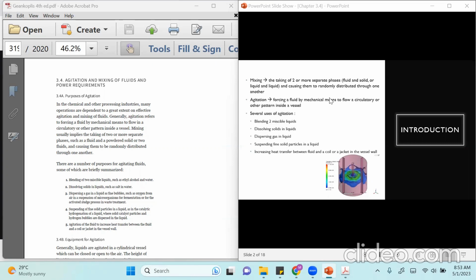Now, several uses of agitation. First is to blend two miscible liquids. Second is to dissolve solid in liquid. Third is to disperse gas in liquid. Fourth is to suspend fine solid particles in a liquid. The fifth is to increase the heat transfer between the fluid and a coil or jacket inside the vessel wall.